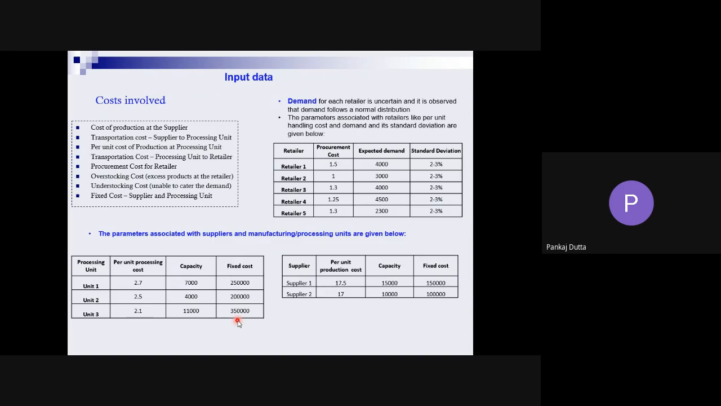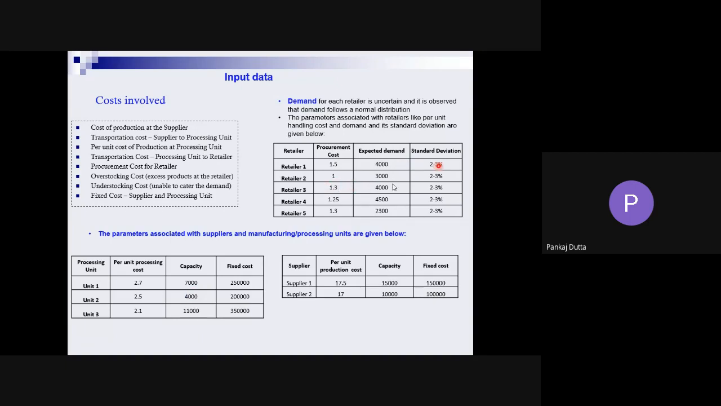Here you can see this data, to some extent scaled down, but based on the discussion with the organization and their actual issues, we have taken care that this data is realistic. You can see the per unit production cost, the capacity of the manufacturing supplier, the farm level fixed cost for three quarters, so like 3 months. And then this is the per unit processing cost per product, per liter, say.